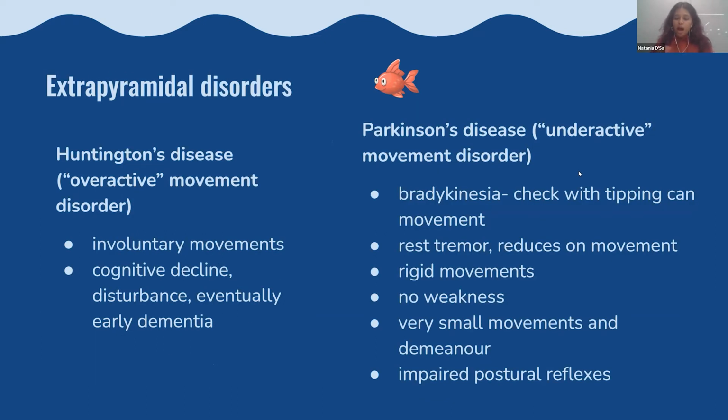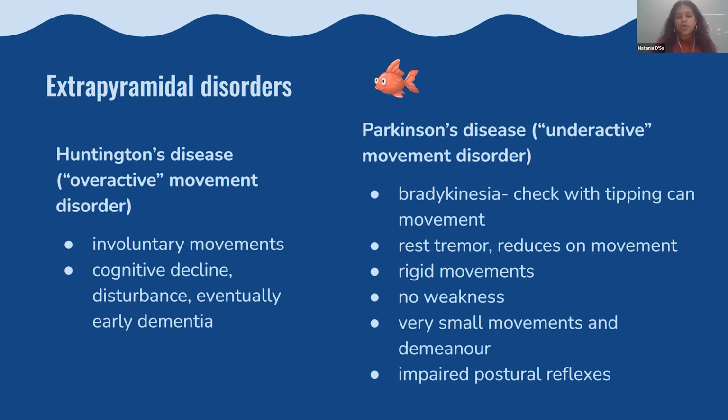Okay, so just to jump to Parkinson's disease, that's known as a type of underactive movement disorder. So you're going to get bradykinesia, which is very slow movements. A way to check that in a patient is to do this tipping can movement and ask them to do that quickly, and you can observe how slow they are able to do that. And that can really help you to make that diagnosis.